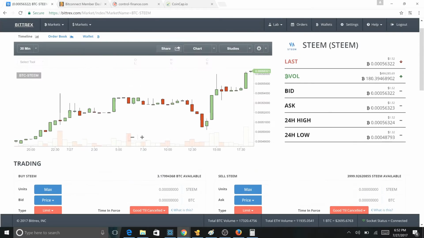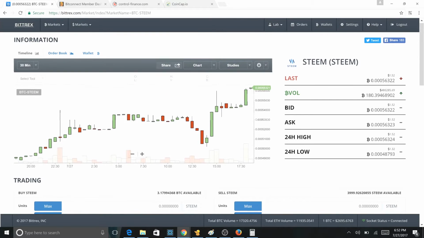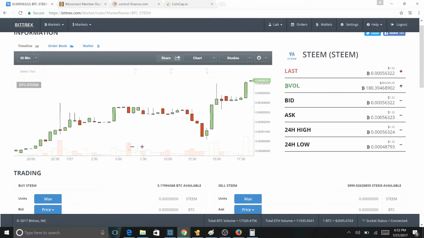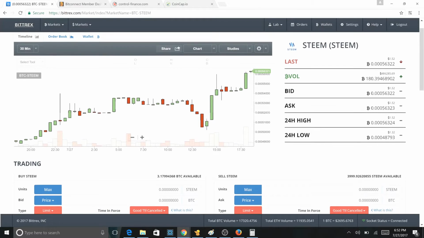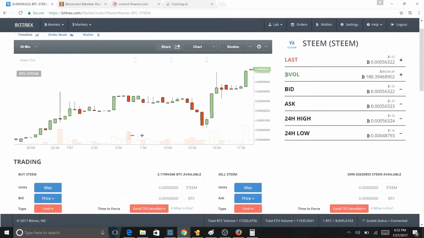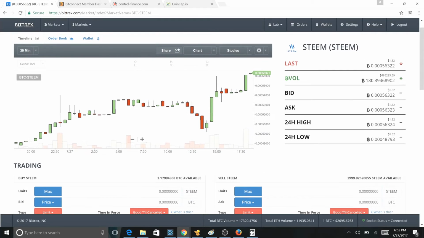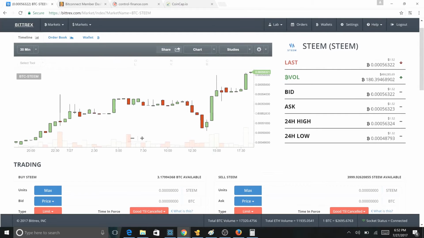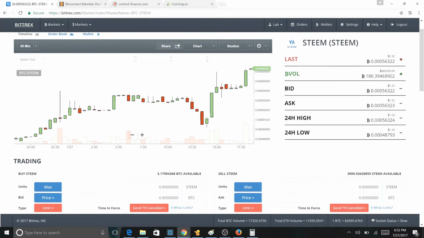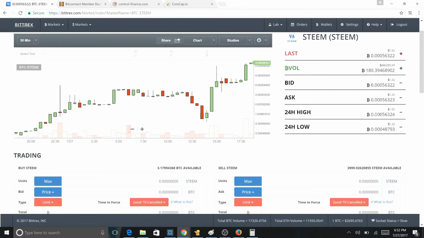STEEM is on a huge green candle right now, trading at the 56,000 Satoshi range. It might go up even further from this point, but I'm going to go ahead and take my profits now, and I'm going to calculate them to show you how I calculate my profits. So here we go.